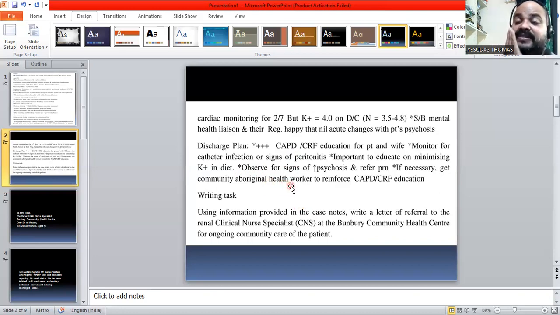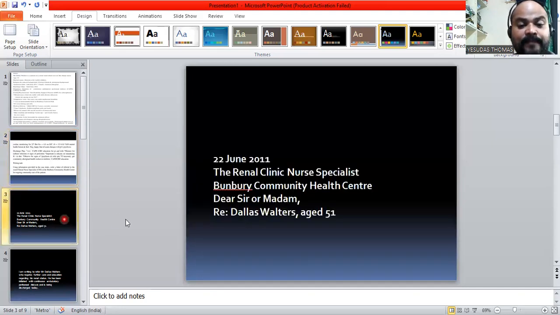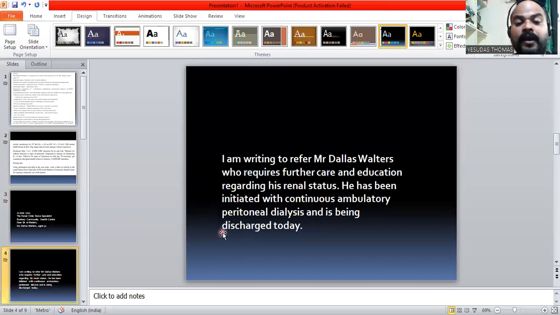If the patient is not understanding what exactly his condition is, what exactly his treatment is, you need to get the service of an Aboriginal health worker to reinforce it. So we have got these things here, and we are writing a letter of referral to this renal clinical specialist here. Now we have written the date, renal clinic nurse specialist, all these things are here. Dear sir or madam, reference of the waters, it's okay.